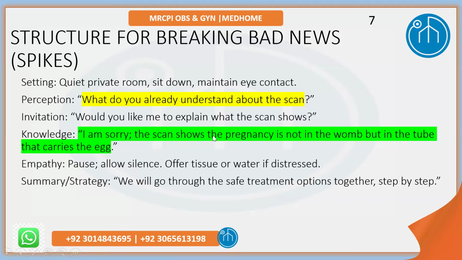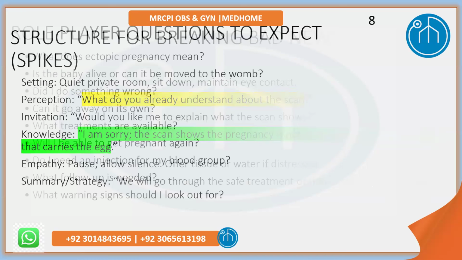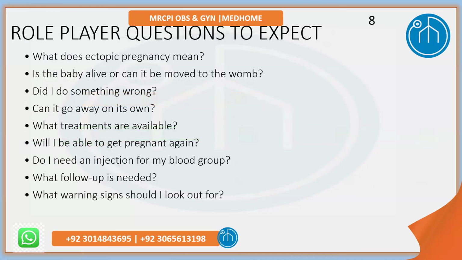Here she goes to the scan, but you have to go to the history. This line: I'm sorry, the scan shows the pregnancy is not in the womb, but in the tube that carries the egg. Here you should draw. Again, if she asks what ectopic pregnancy means, you need to draw. You tell her the pregnancy is not normal inside the womb. It's in the tube that carries the egg.